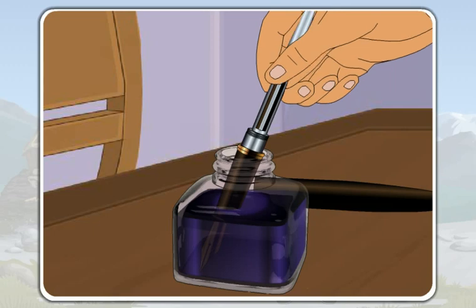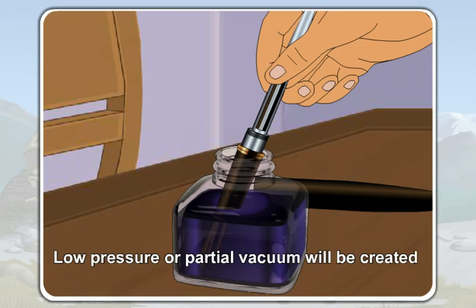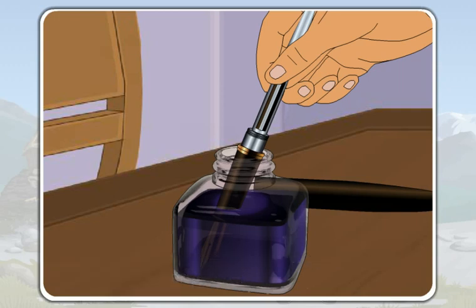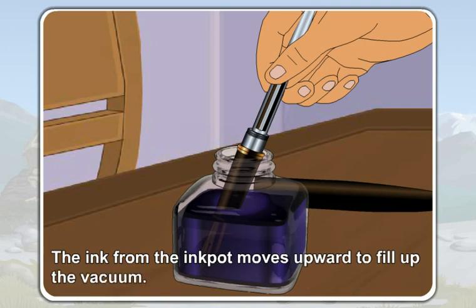When you release your fingers from the rubber pouch, it tries to gain its original shape. But there is not enough air inside the rubber pouch, so low pressure or a partial vacuum will be created inside the rubber pouch. Now we know that if there is a partial vacuum, matter tries to fill up the vacuum. So the ink from the ink pot moves upward to fill up the vacuum.